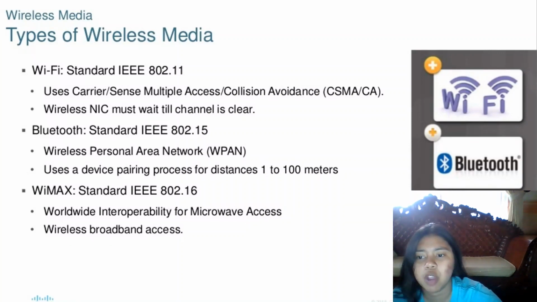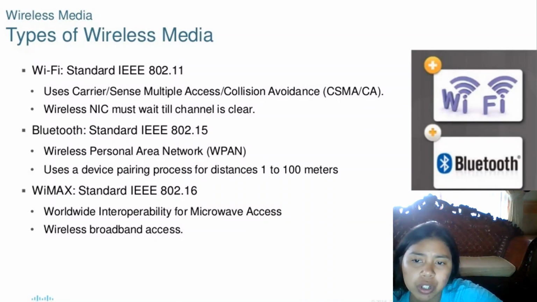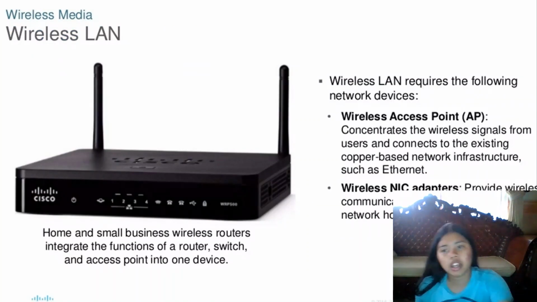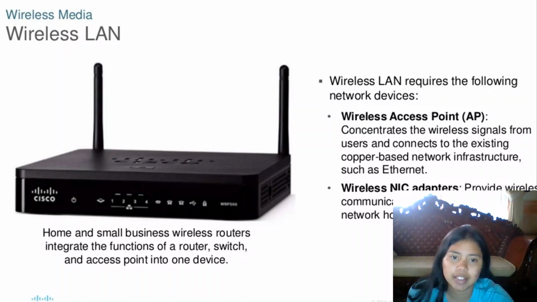It is Worldwide Interoperability for Microwave Access. Bluetooth is a personal area network that uses a device pairing process for distances of 1 to 100 meters only. The Wi-Fi standard uses carrier sense multiple access with collision avoidance. A wireless NIC must wait until the channel is clear. This is an actual photo of a wireless LAN, a wireless access point, and wireless NIC adapters.